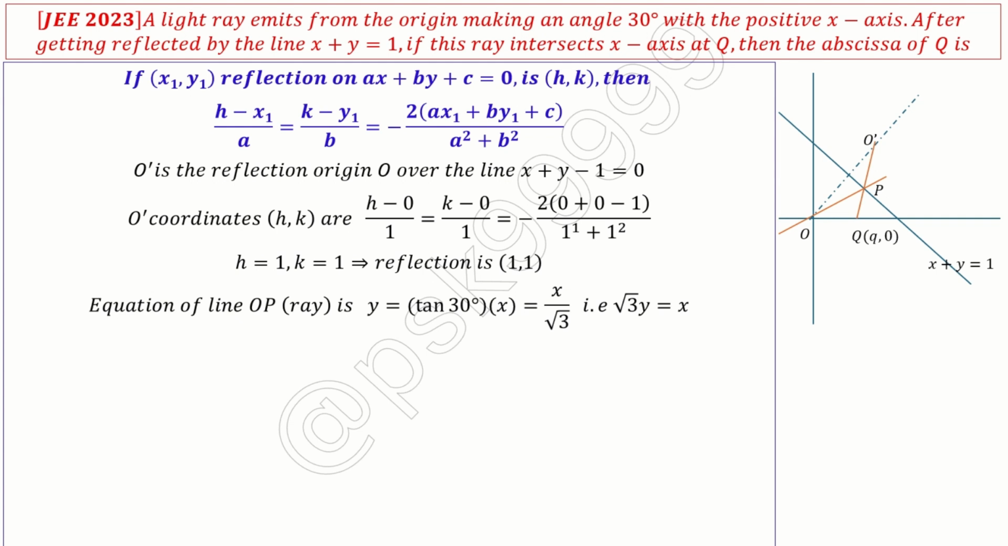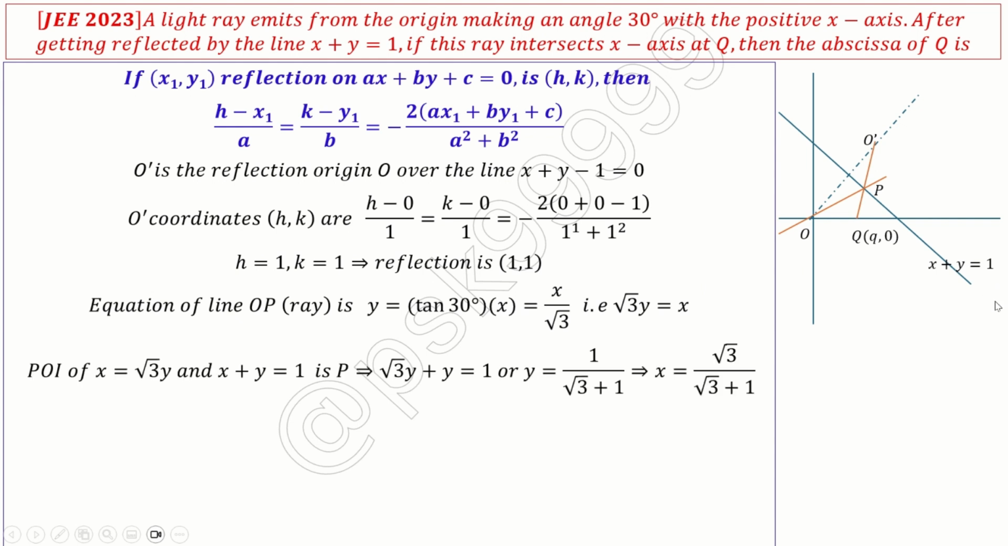Now these two lines, the line OP and the line x plus y equal to 1, intersect at P. So I can find my P. The point of intersection of these two is nothing but P. So P is nothing but x is root 3 by (root 3 plus 1), y is 1 by (root 3 plus 1).